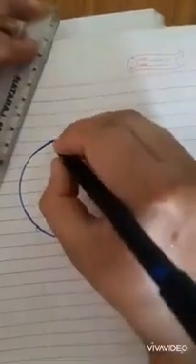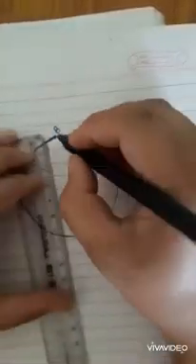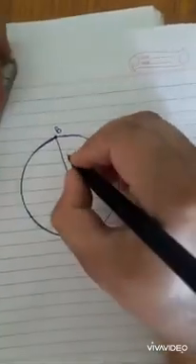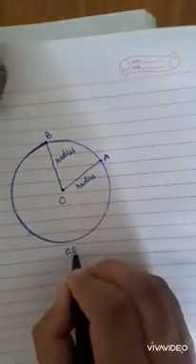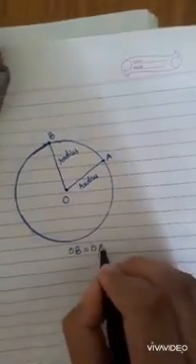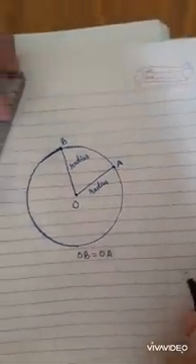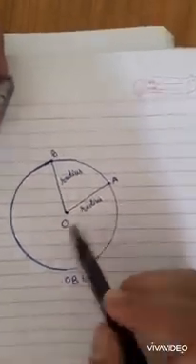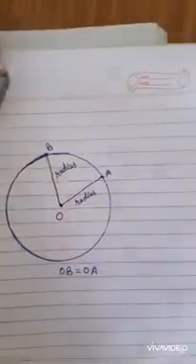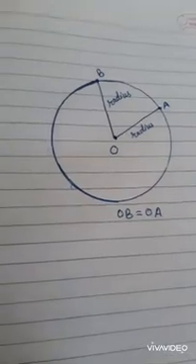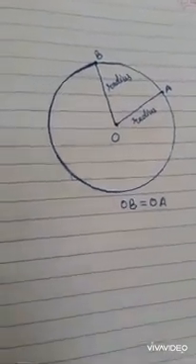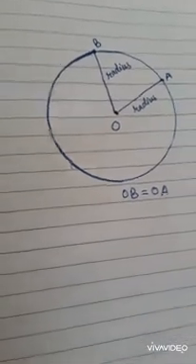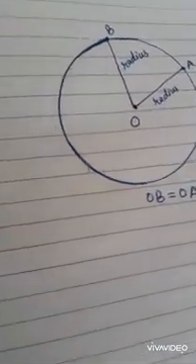Let me take another point B. If we join point B and O, this is also a radius and OB is equal to OA. So the radius of the circle is always equal. So radius OA and OB is the distance from the center of the circle to any point on the circumference.